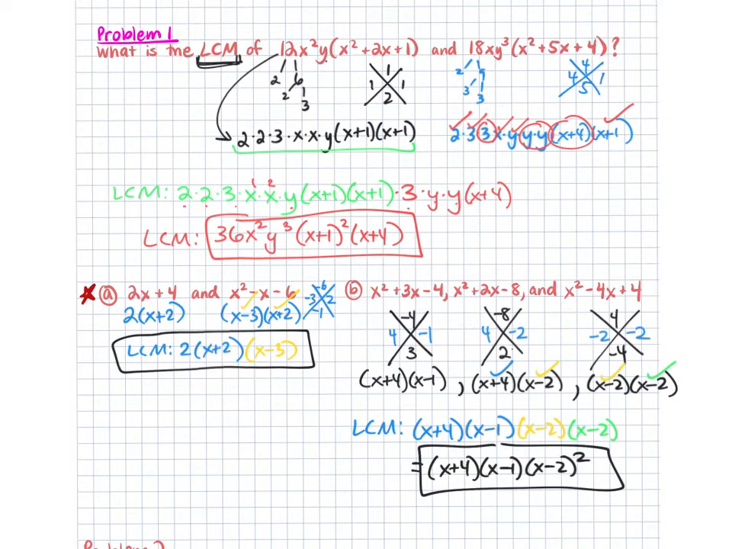Okay, and then these three just had a factor, and then so I took these two. This one was already here, so then I added an x minus 2. This one had an x minus 2 already, so I added one more x minus 2. So this is our least common multiple. Okay, hopefully you're catching on to that.